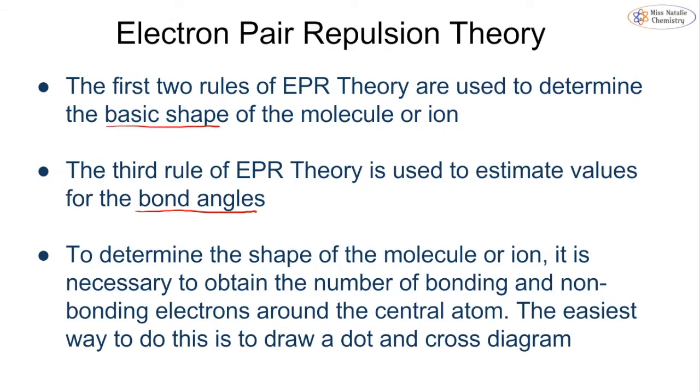Now, to determine the shape of a molecule or ion, we have to figure out how many bonding and non-bonding electrons are around the central atom. And the best way to do this is to draw out dot and cross diagrams. So you need to make sure that you are quite confident in drawing your dot and cross diagrams, and you can then determine the number of bonding pairs and lone pairs, and therefore the shape.